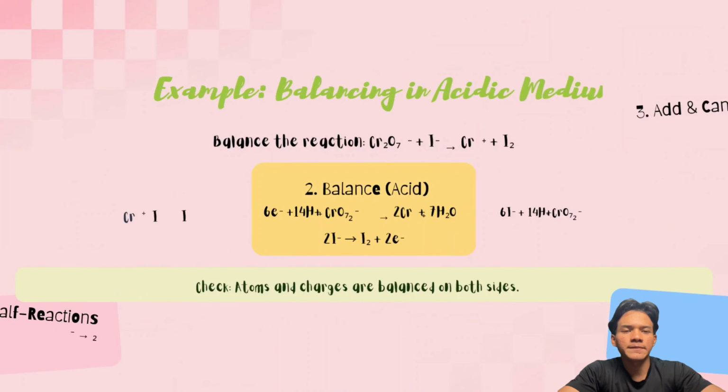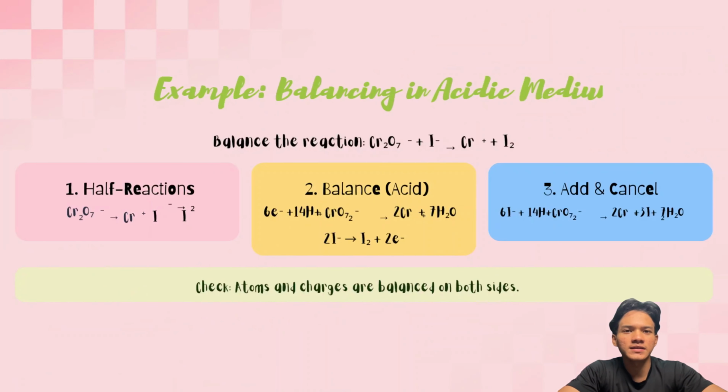This is an example of balancing a redox reaction in an acidic medium. The reaction involves dichromate ions reacting with iodide ions to produce chromium ions and iodine.